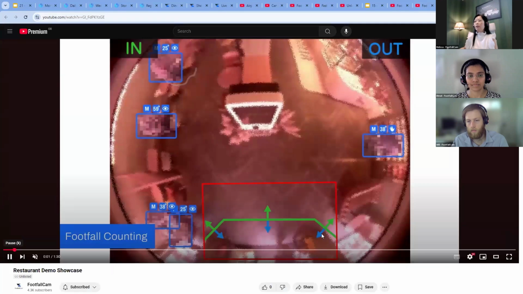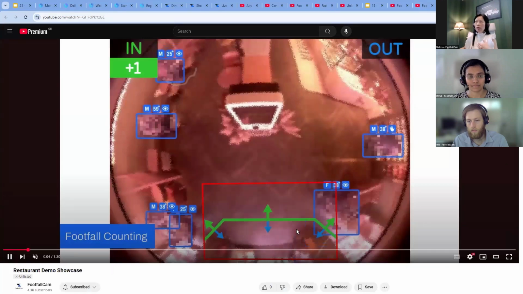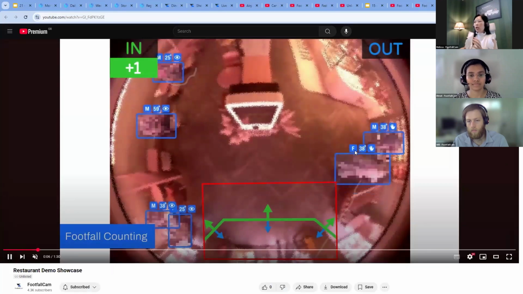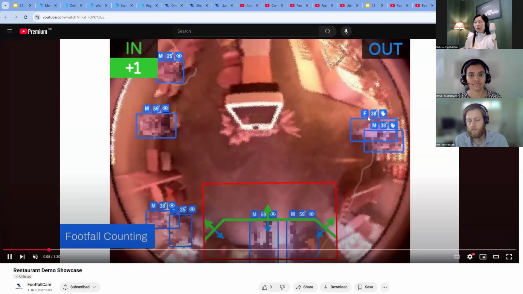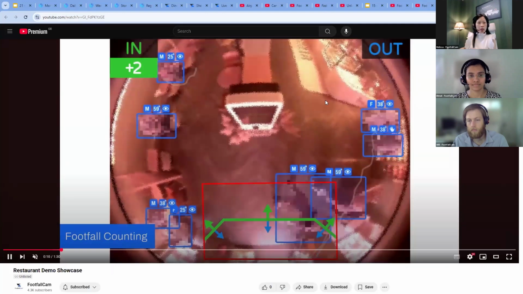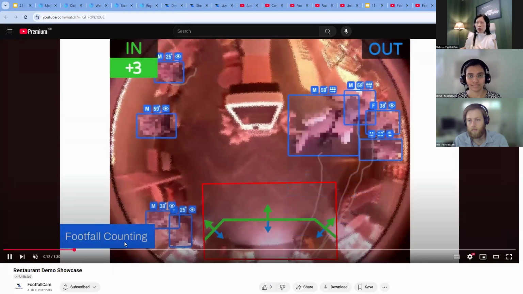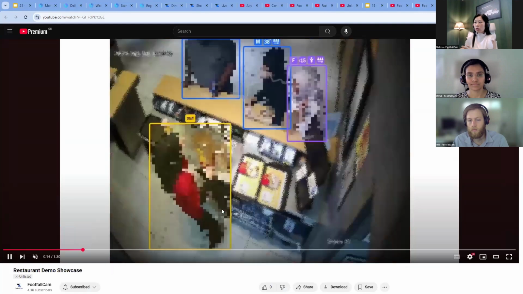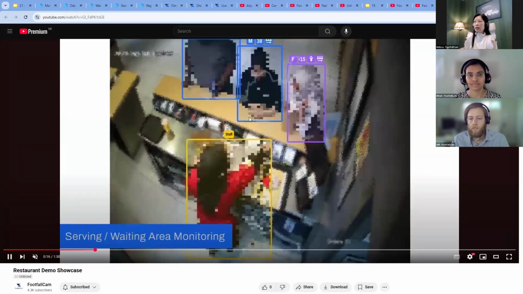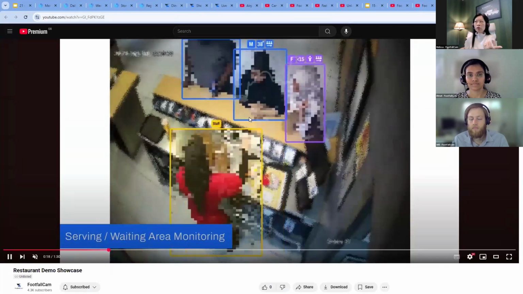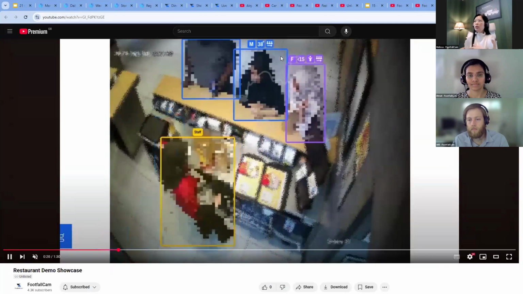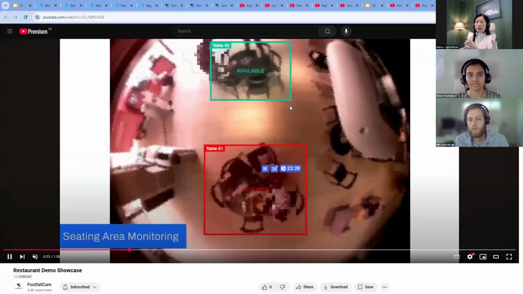So at the front entrance, of course, you will count the people who are coming in, look at their age and gender, and then look at where they go. These are footfall counting into your stores. And then you look at the serving area. So being queuing to order food or queuing to pick up your food. So again, age and gender on there and how long they stay there.